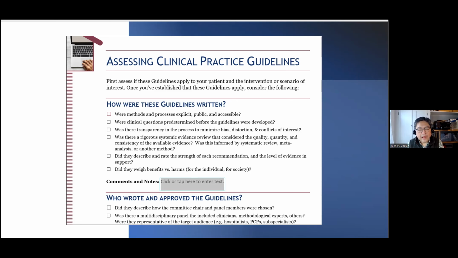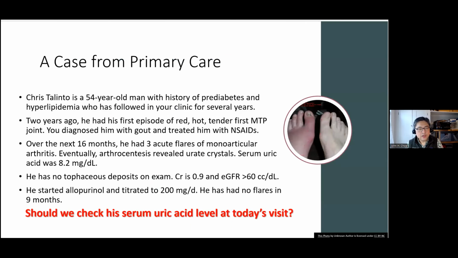Okay, so let's go back to our case that we started off from primary care again. So this is your patient who has proven gout. He had previously a lot of attacks, and since being on allopurinol, he hasn't had any in the last 9 months. So the question again was, should we check his serum uric acid level at today's visit? And about 38% of you said yes, and 62% said no.